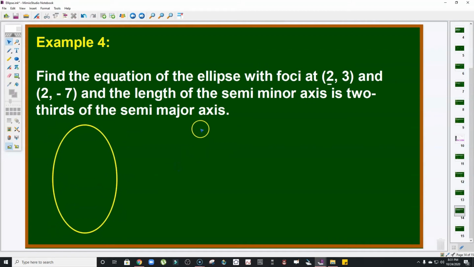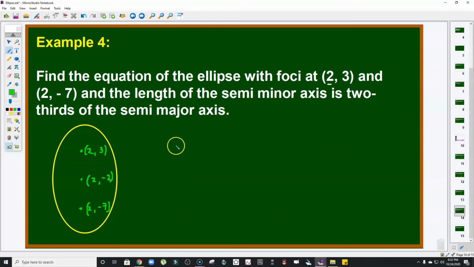So to plot ko, kunyari, 2, 3 and 2, negative 7. So, this is my 2, 3. Then ito, yung aking 2, negative 7. So, once again, like what we did, yung midpoint niyan is the center. Syempre, parehas ng x. 3 minus 7, that's negative 4, divided by 2, that's negative 2. So, therefore, this is the center.